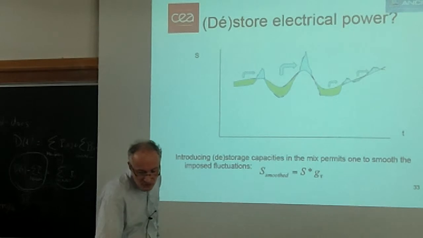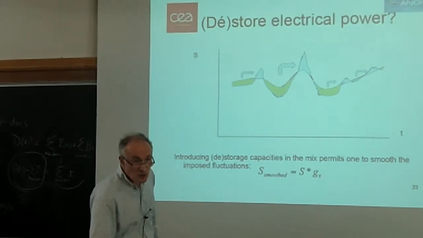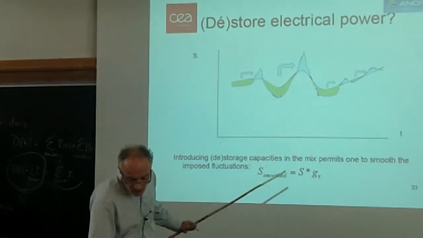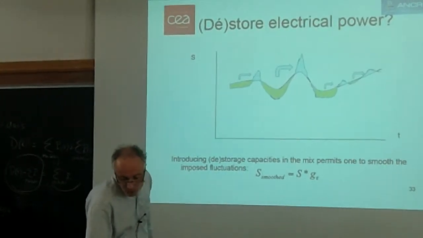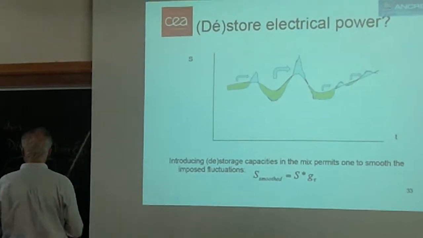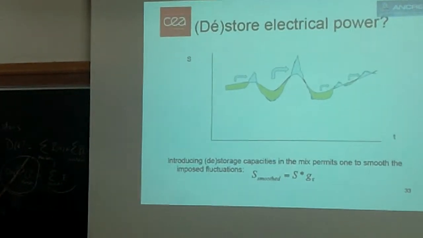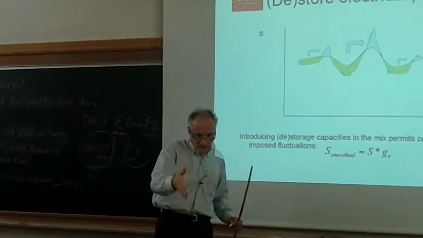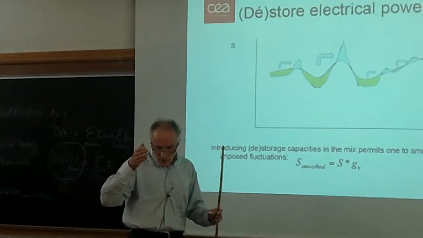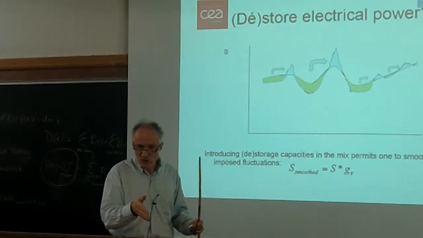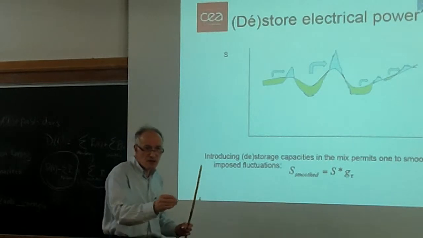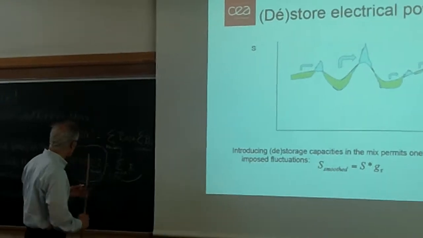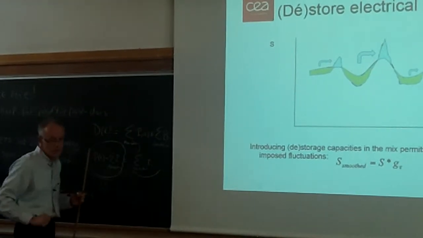So I have a few considerations about storage, power storage, and the benefits of power storage. Basically, introducing storage capacity, of course, permits one to smooth the imposed fluctuation, to smooth this quantity. So I do not say that storage should be designed and sized to compensate for the fluctuation of wind, for instance, specifically, or to compensate for the fluctuation of the demand. No, it must be designed to compensate for the fluctuation of this quantity. Okay?